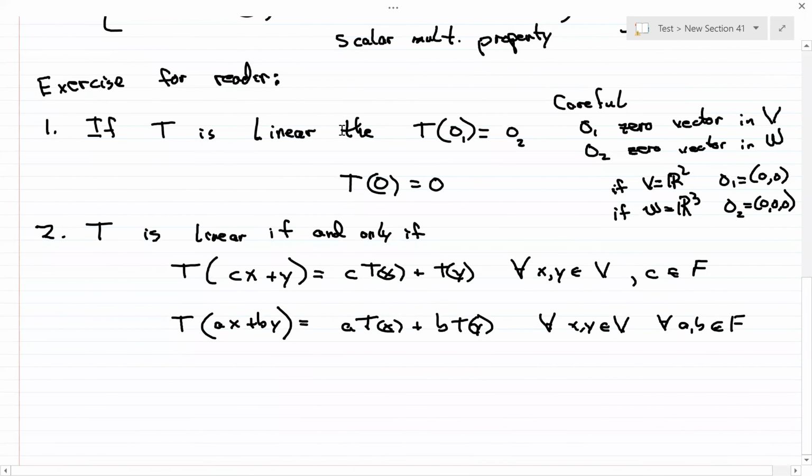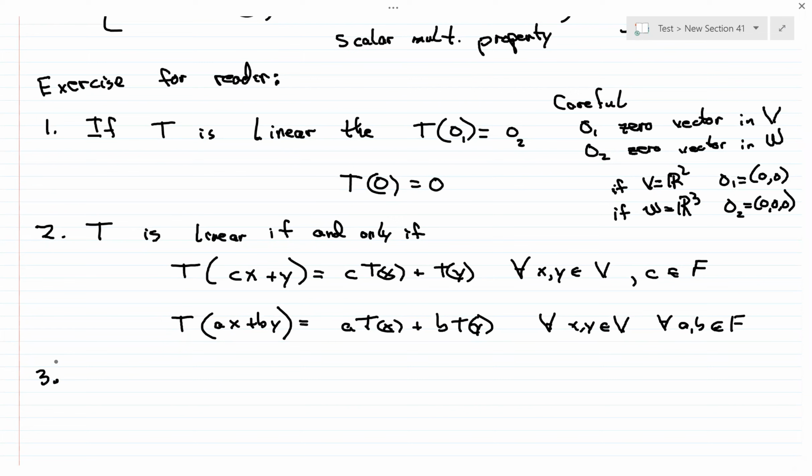Any questions on properties 1 and 2 so far? I haven't proved them, I'm just stating them. Maybe I'll prove 1 or 2, we'll see. 3 should be easy, relatively straightforward.